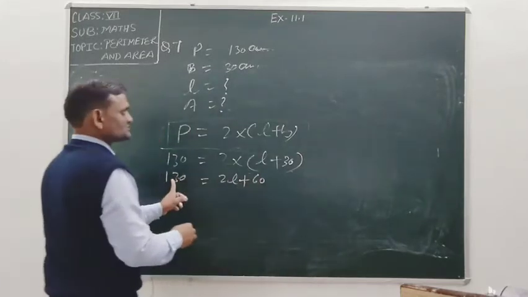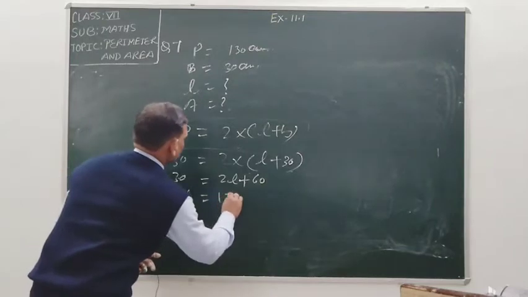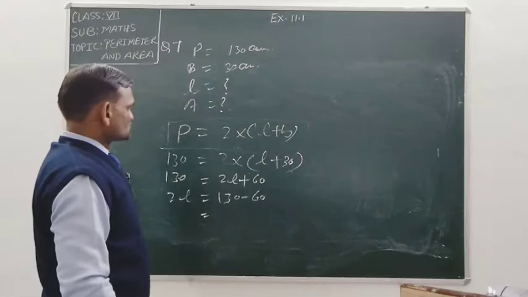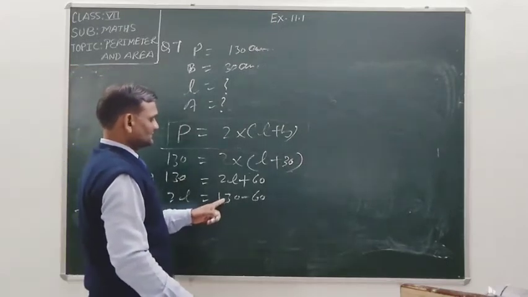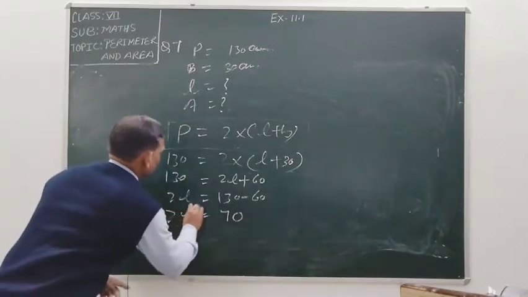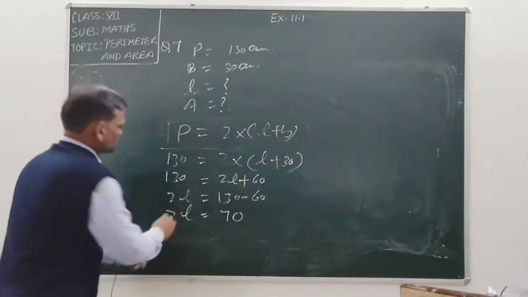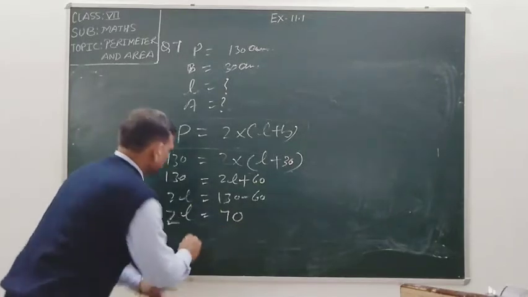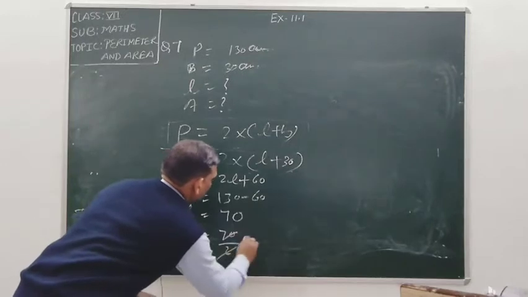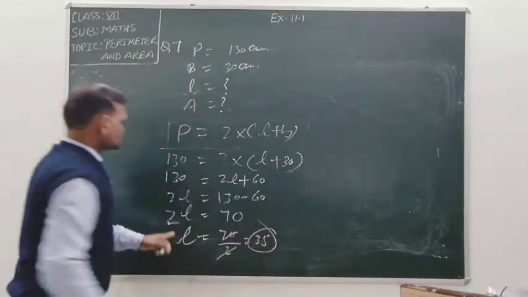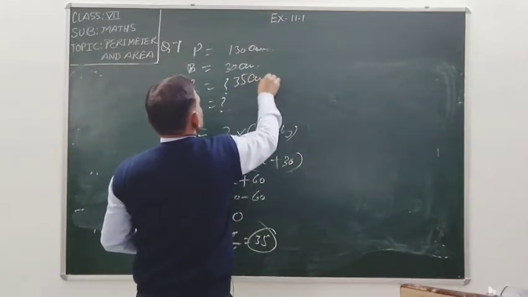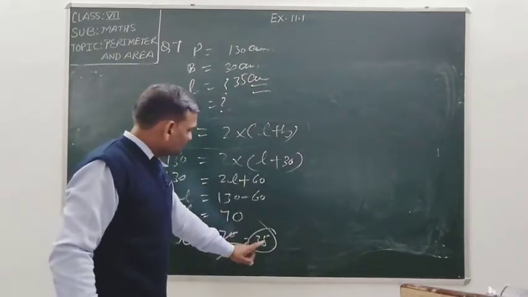Transpose 60 to the left side. So, 2L is equal to 130 minus 60. So, you will get 70 is equal to 2L. So, find the value of L. Transpose 2 to the right side. So, L is equal to 70 upon 2 is equal to 35. This is the length of the rectangle, 35 centimeter.